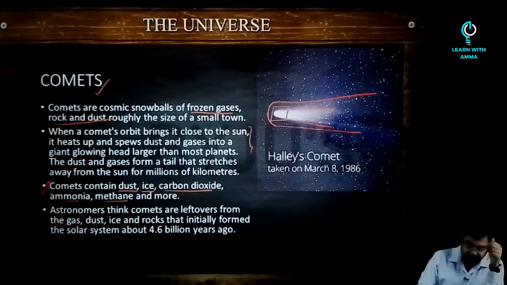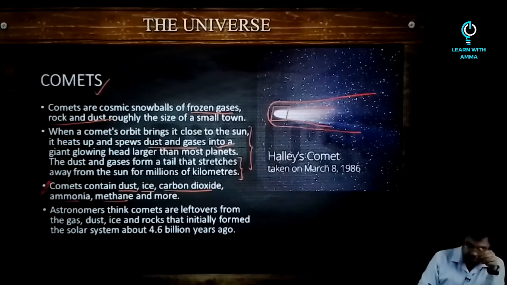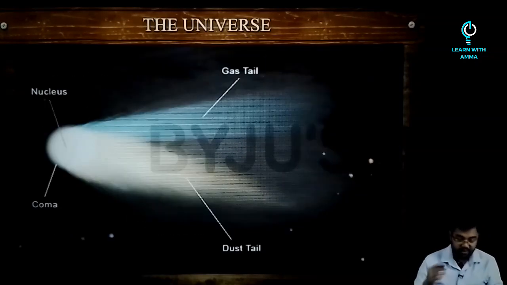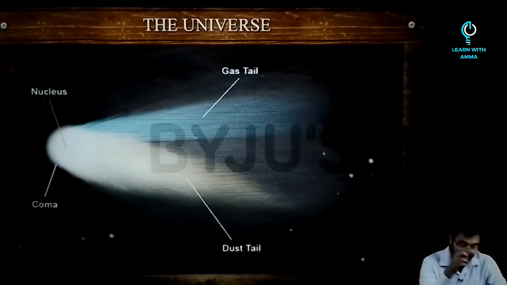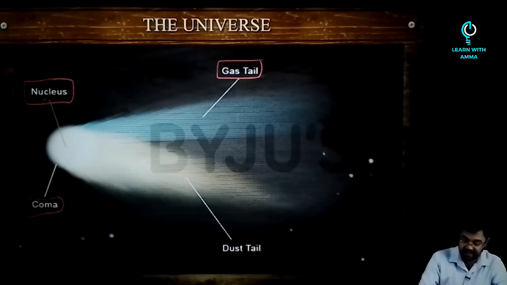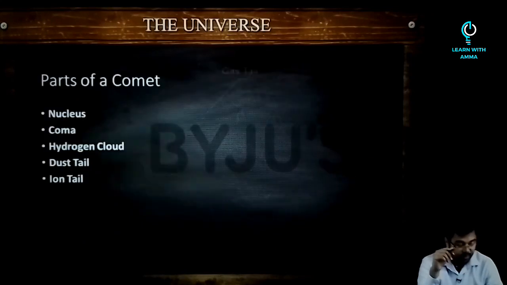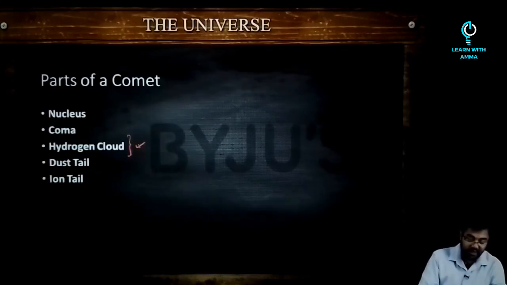If you look at this point, when the comet comes very close to the sun, it heats up and spews gases and dust into a giant glowing head larger than most of the planets, and the dust and the gases form a tail that stretches away from the sun for millions of kilometers. So this is what happens. If you look at a comet, these are the parts of a comet. You have a nucleus, a coma, a gas tail, a dust tail. All these are important parts of a comet. And apart from that, you have a hydrogen cloud.